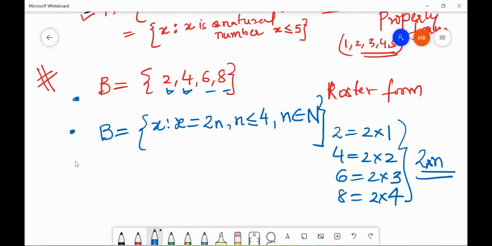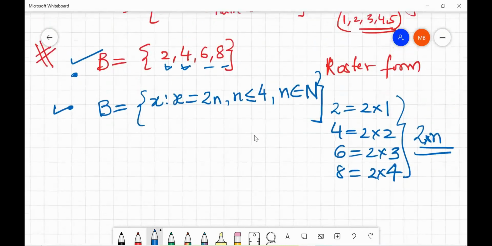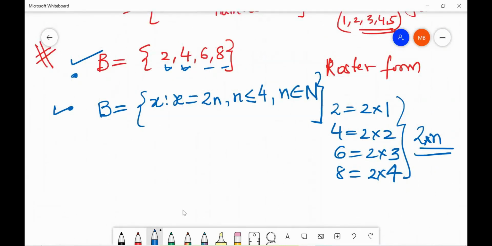So now we have discussed two forms of representing a set. One is the roster form, the other one is the set builder form. We should know how to convert roster into set builder and set builder to roster. There is one more way of representing a set. Say for example, let us take the same set B. This one is very simple. This is popularly known as the visual form, or the visual method of representing a set.